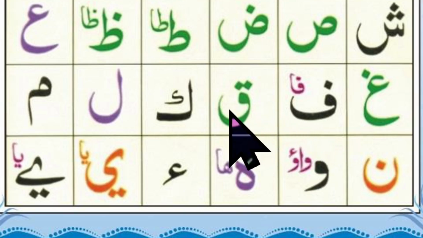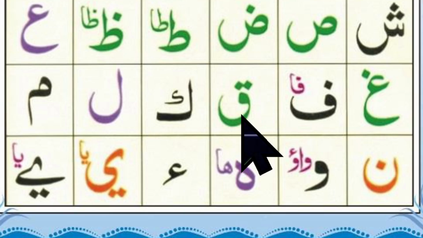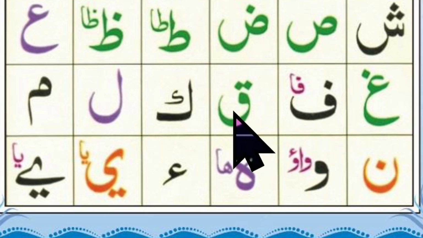And the next one looks like a half circle, with two dots on the top. The first part looks like Fa, so that will be Qaf. And this one is also a bold letter, so we will pronounce it with a full mouth. Qaf, Fa, Qaf.